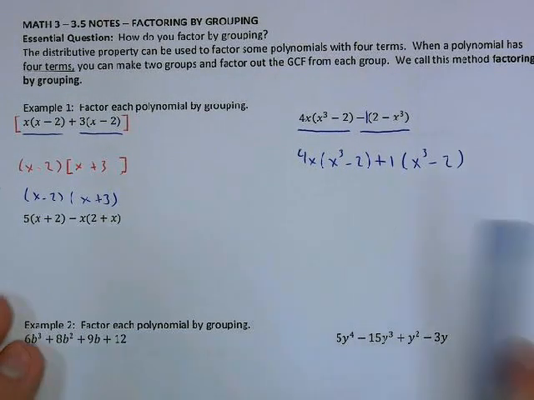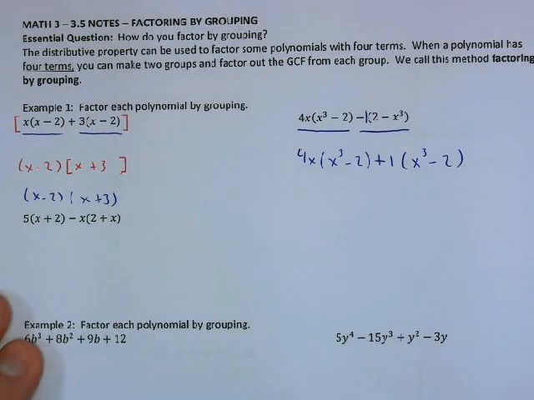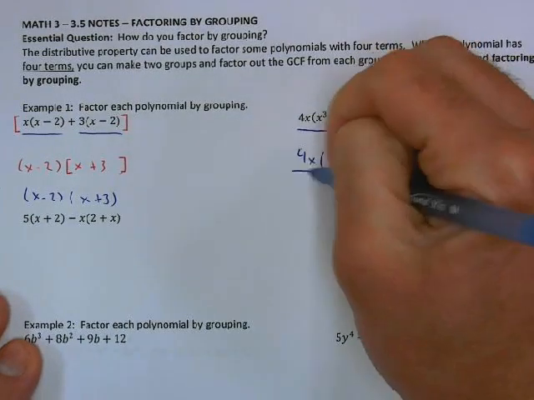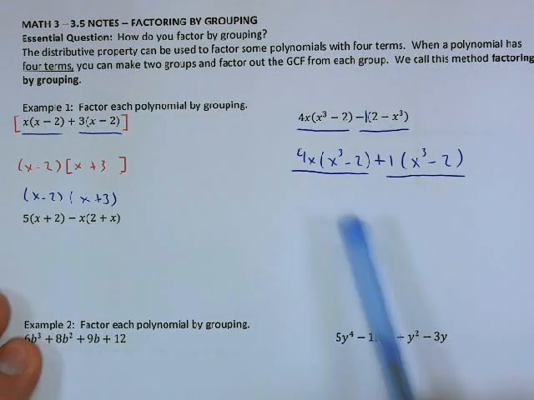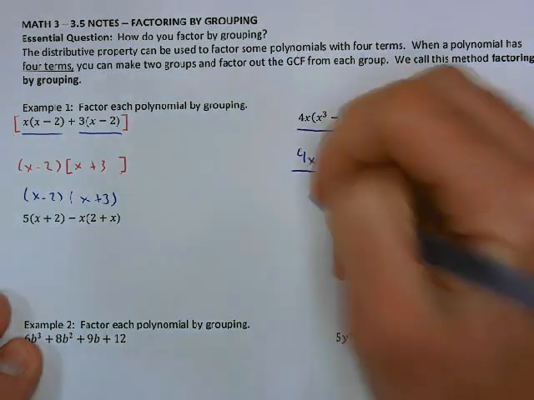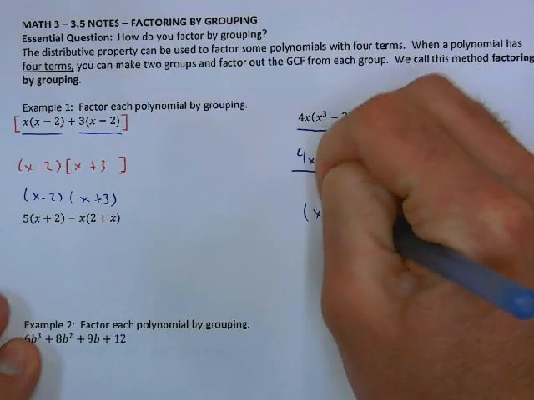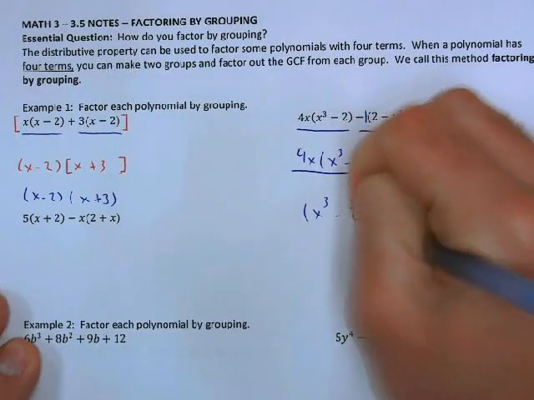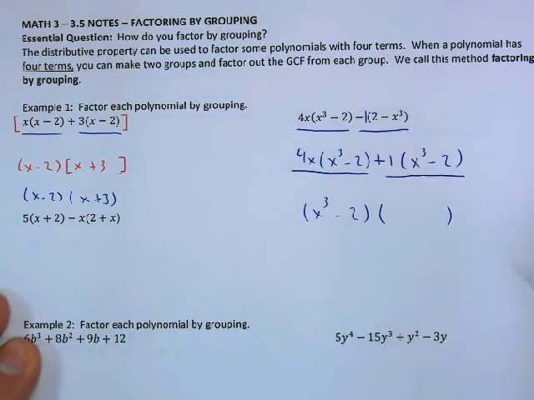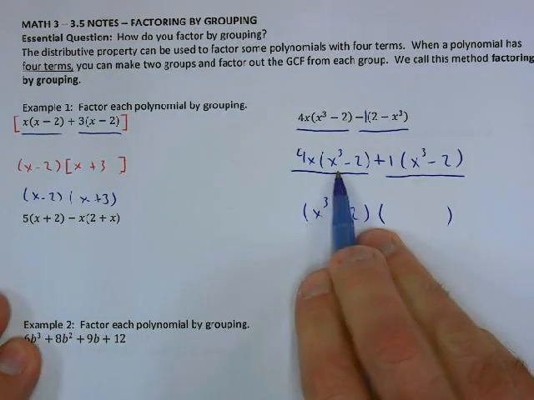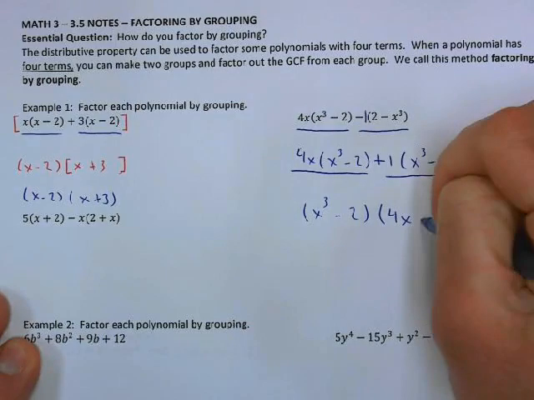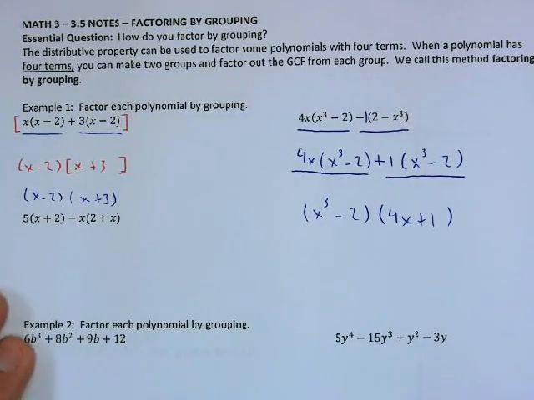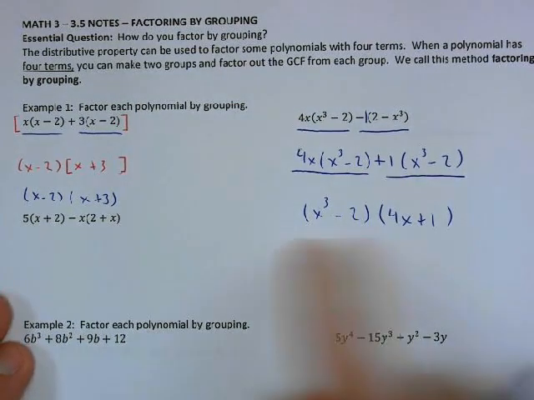Okay, and then next, now what do these two big terms have in common? So again, I got this big term here and this big term here. Well, they both have an x cubed minus 2. So then I want to take out an x cubed minus 2. And then what's going to be left over? Well, if I take out the x cubed minus 2, I got a 4x left over here and a positive 1 left over here. And then that's it. I'm done factoring.